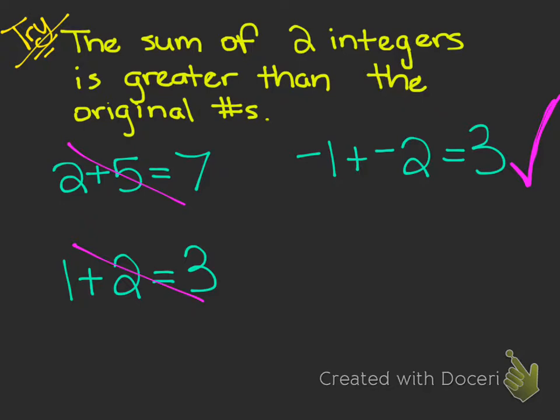So the key here was using negative integers. Up here in the problem, it only said integers. It did not say they had to be positive, because the sum of any two positive integers will always be greater than the original numbers. But the sum of two negatives is going to be smaller, because we have that negative 1 plus negative 2 is negative 3. Negative 3 is smaller than both of those numbers.